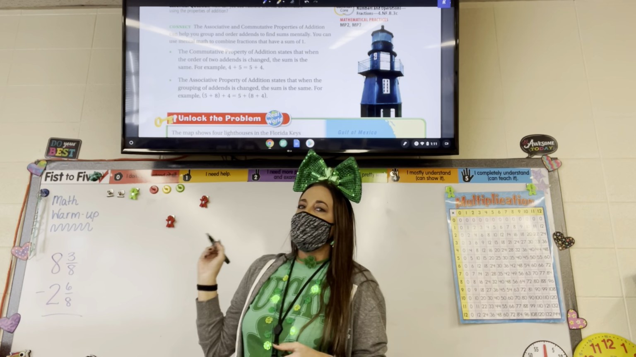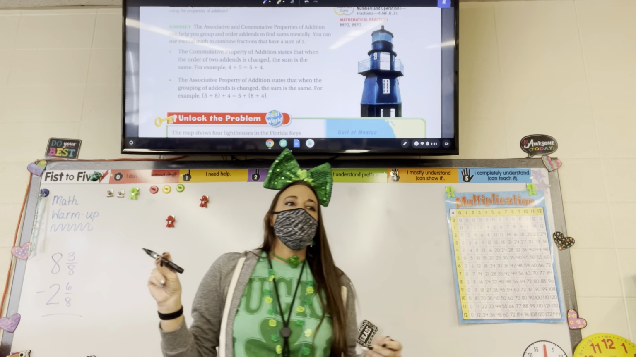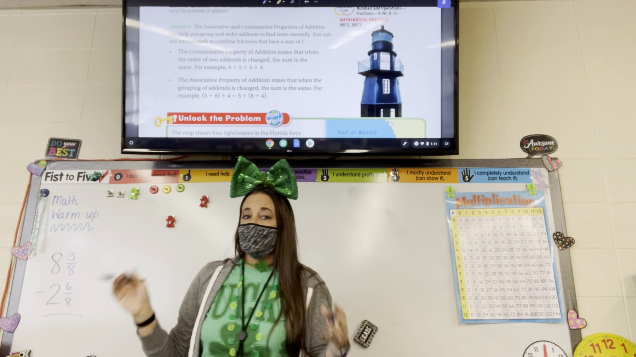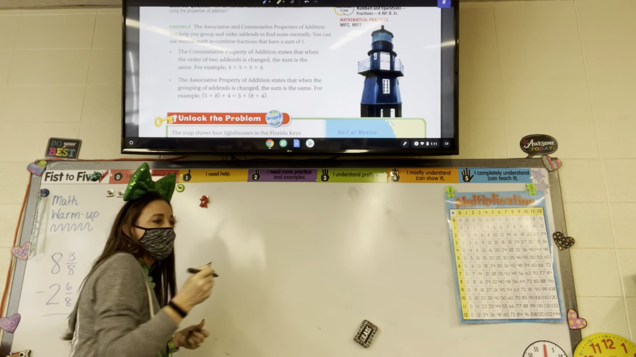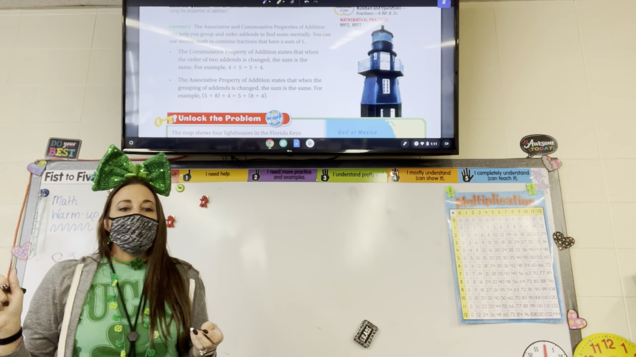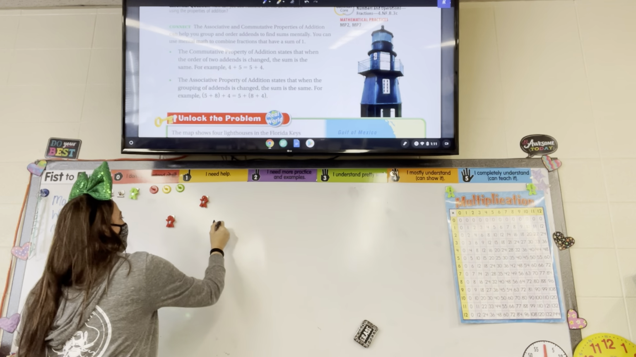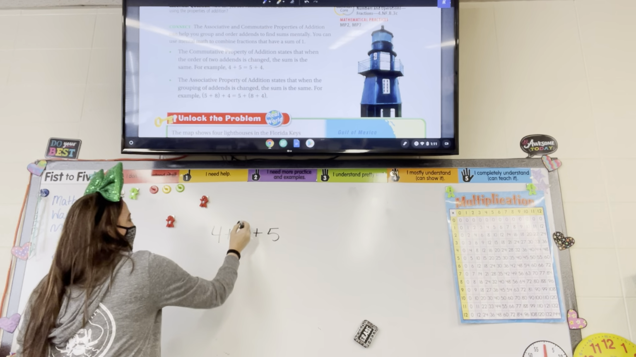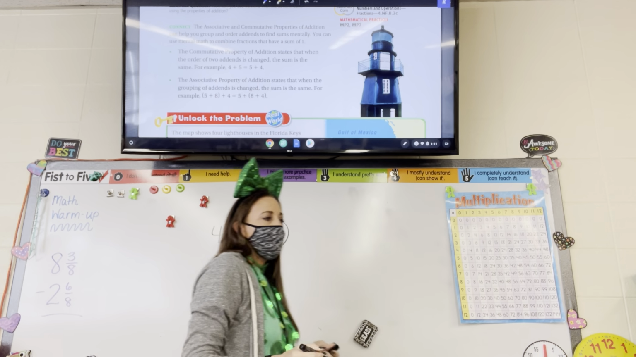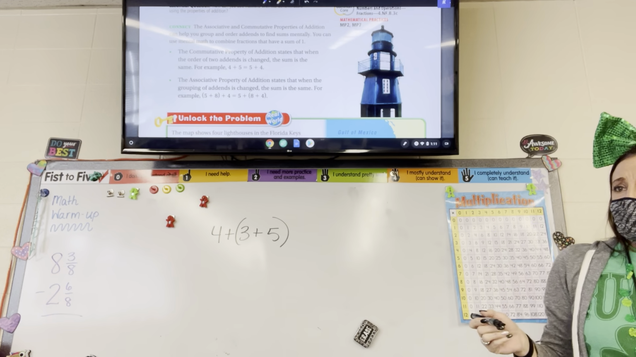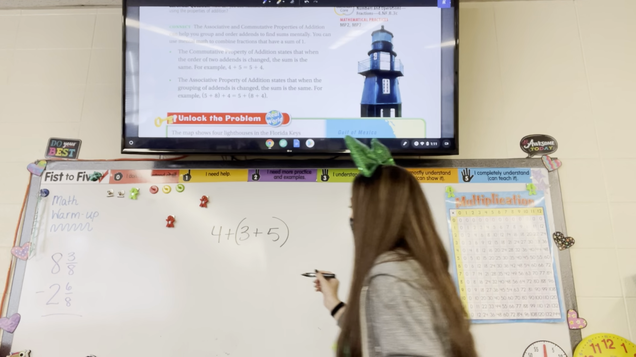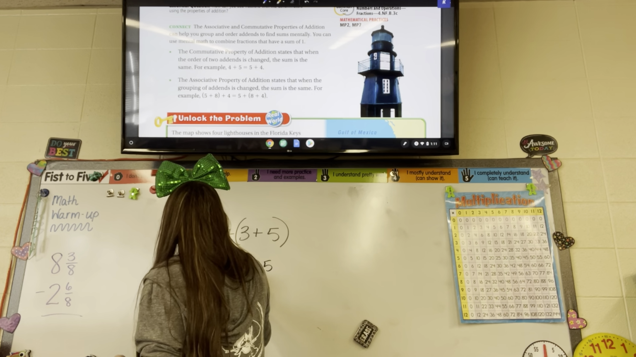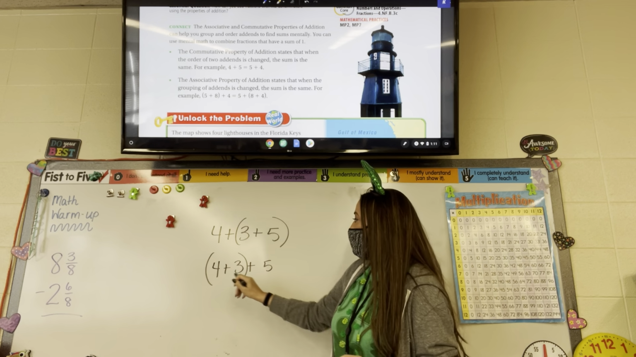The other property is the associative property, which allows you to move the parentheses, okay? So parentheses tell you what you're going to do first. So if you have the problem 4 plus 3 plus 5, and the parentheses are around 3 plus 5, that means that's what you do first. But the associative property allows you to move those parentheses so that you could do the 4 plus 3 part first.